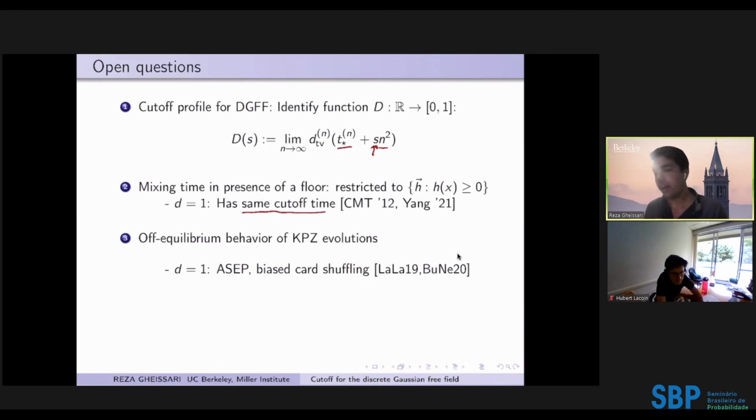And lastly, KPZ is a whole different universality class of random curves and random surfaces. You have an additional term in terms of the gradient of the height function. Recently, there's been some work studying the asymmetric exclusion process, or ASEP, and biased card shuffling, and those fall into this KPZ universality class. So in dimension 1, what about KPZ type evolutions in dimension 2?